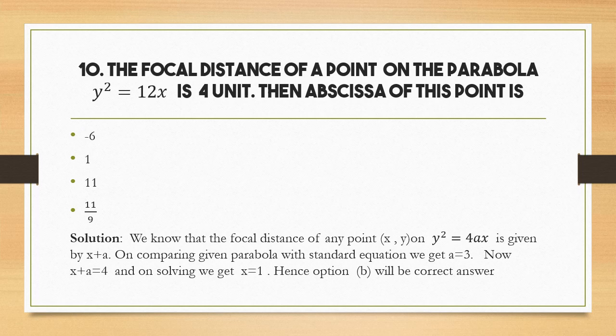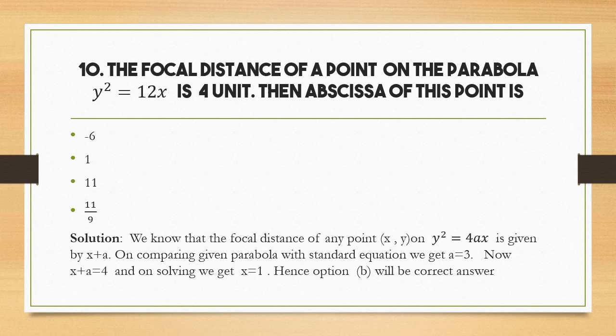So we want the focal distance of a point on the parabola, because I took that point as (x, y). Focal distance is nothing but the distance between the point on the parabola and the focus, and the focus is usually denoted by (a, 0). Now we want the abscissa. In (x, y), x is the abscissa, y is the ordinate. The distance between (x, y) and the focus (a, 0) is the focal distance, and the focal distance formula is given by x plus a. They have only given x plus a, that is 4. Therefore x plus a equals 4.